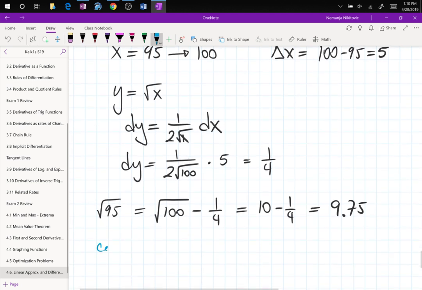Now, what does the calculator say? The calculator says the square root of 95 is approximately 9.74679. Close. Exactly, right? These methods are amazing.